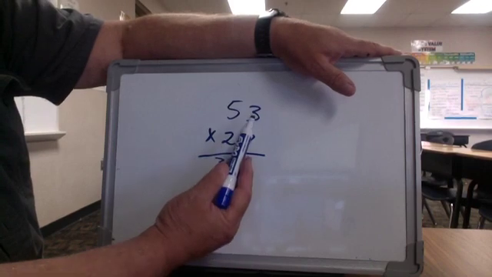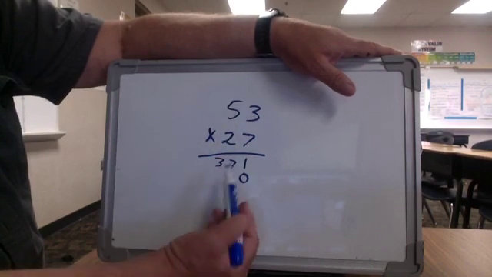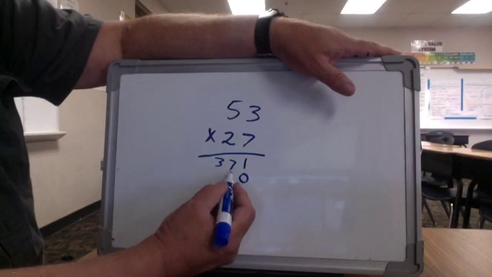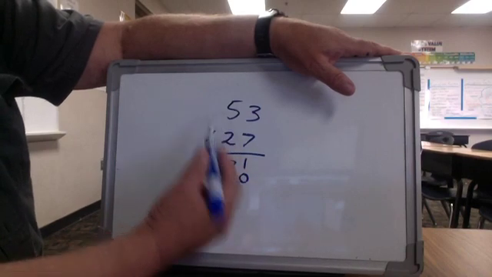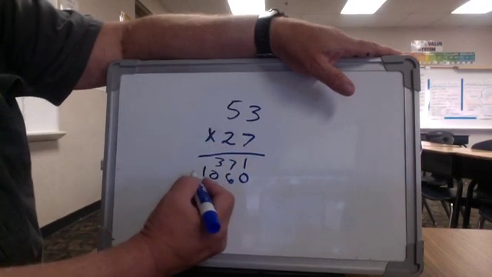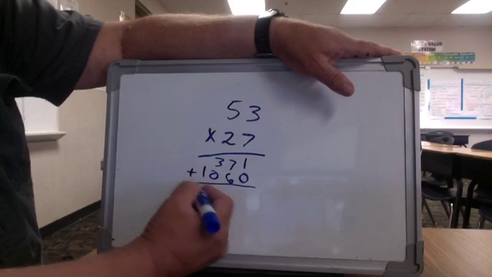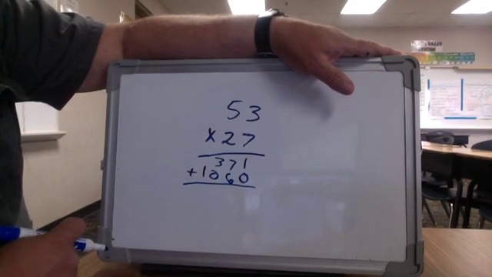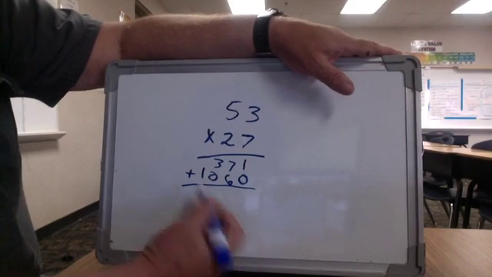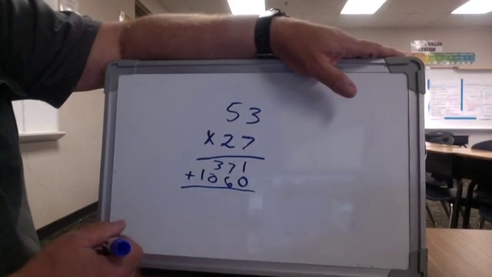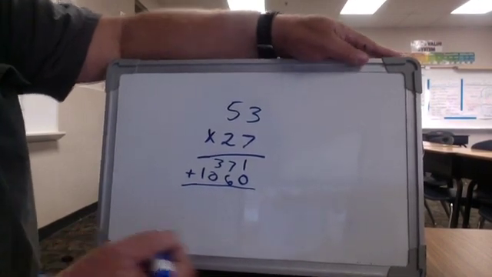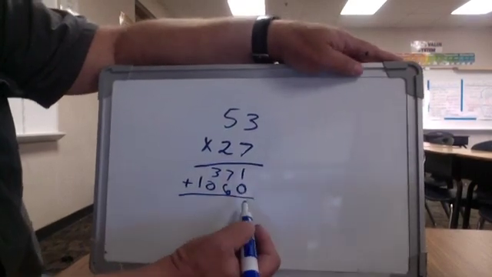But again, we have to multiply by the ones and then the tens on the top. So 2 times 3 is 6. 2 times 5 is 10. This gives me my 2 partial products that I see right here. What we have to do now is add both partial products together to come up with the final product of this problem. So here we go.